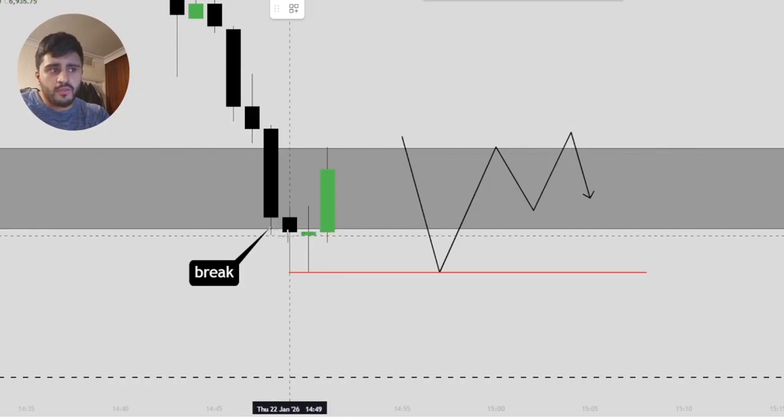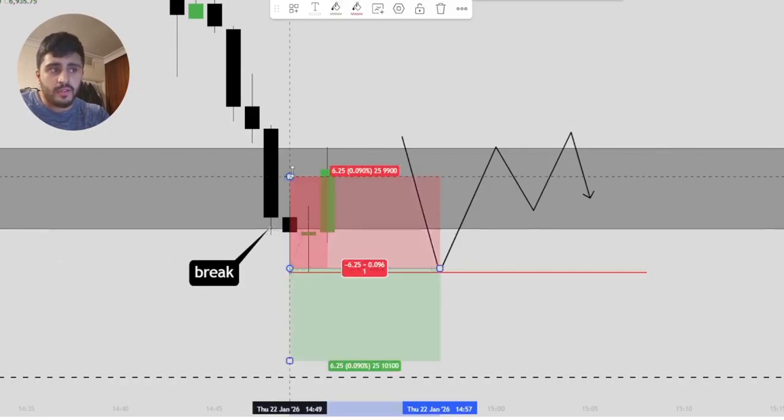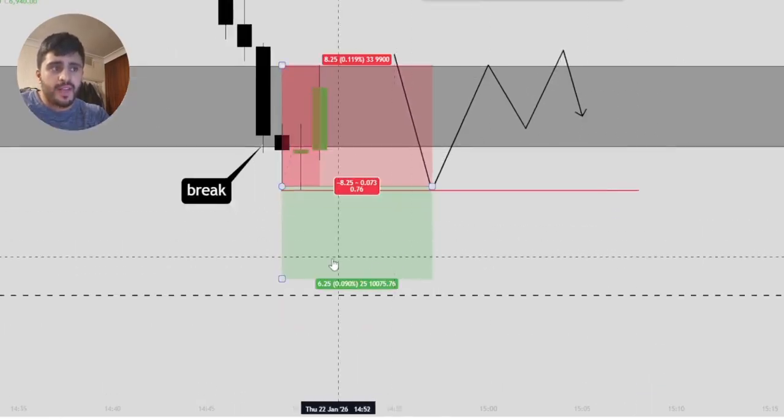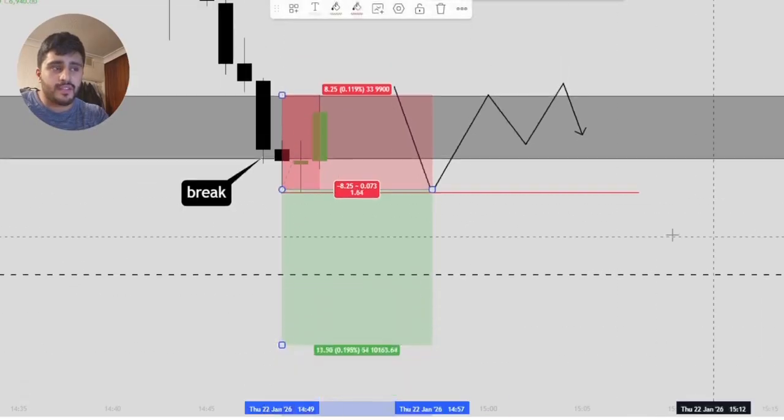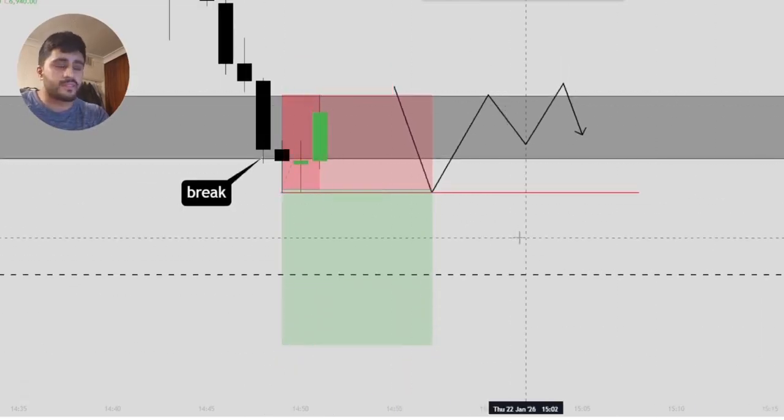So if you were to take a short here, for example, and you have your stop loss just above the zone, that is the best way to take these frustrating losses, right? You don't need to take these losses. These losses are not necessary if you use break and retest and you use order flow.